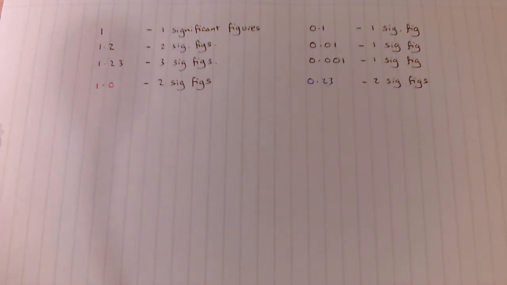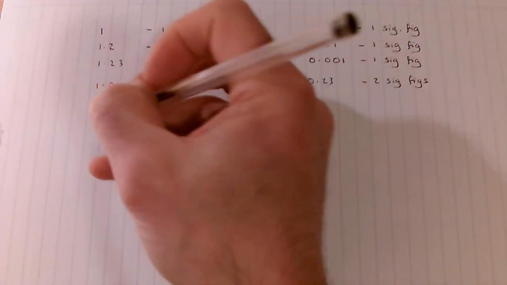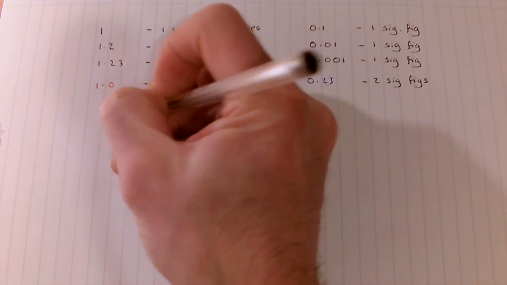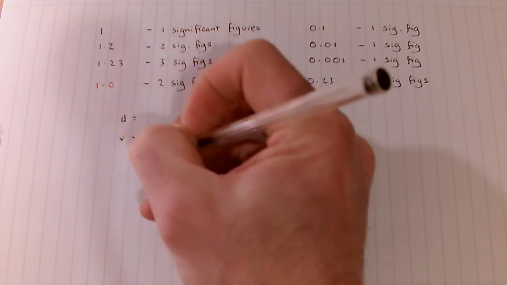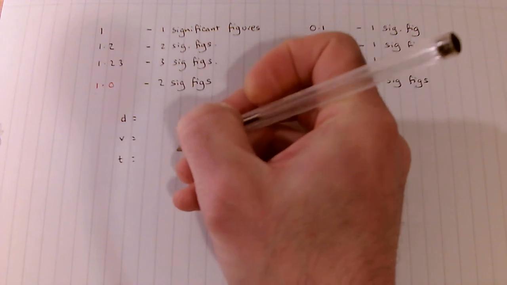So why are significant figures important? Well, they're important because it shows the level of precision that you can express an answer to. And it becomes more important when we start to look at calculations in physics. So let's take an example. We're going to try and work out the distance that an object has travelled. Okay, so if I've got my distance, my speed, my time.